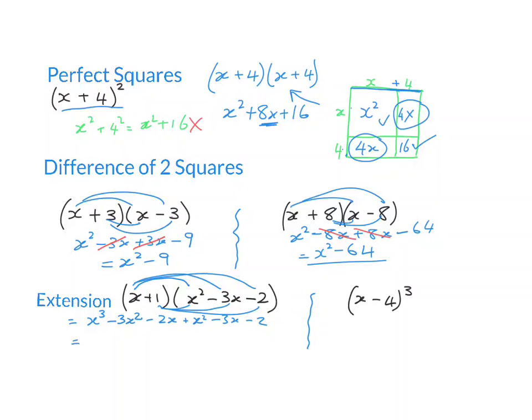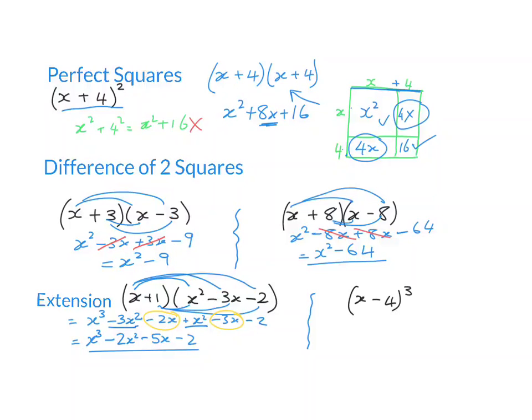And then we tidy up. We've got x to the power of 3, minus 3x squared plus 1x squared is minus 2x squared. Then I have minus 2x and minus 3x, minus 5x, minus 2 as my answer.